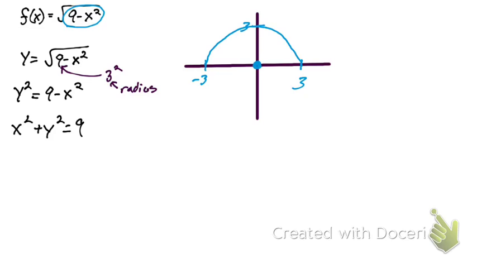If I would write negative square root of 9 minus x squared, this would be flipped. If I said positive and negative, then you would have the full circle. So we do not have the full circle. This is actually a function. This is something you could plug in your calculator and check. It is a function. It's just the top of it.